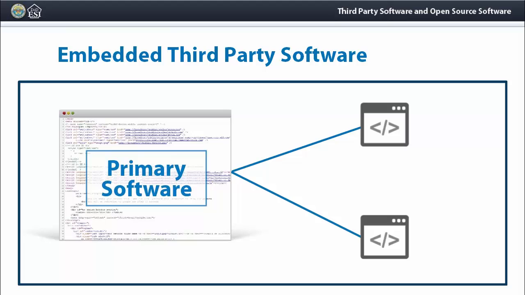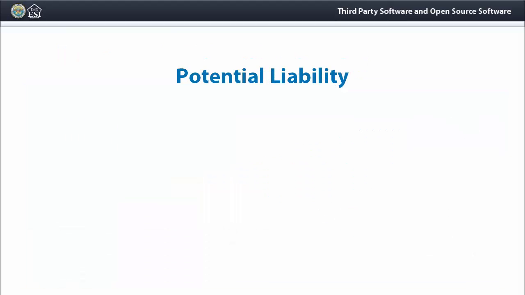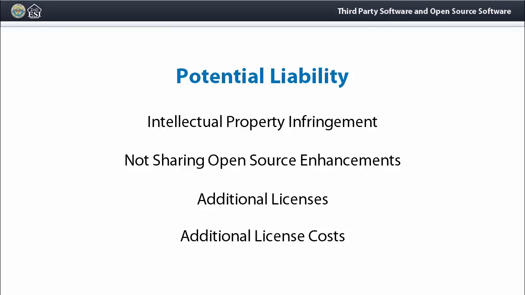Primary software publishers might embed open source or other proprietary software, collectively referred to as third-party software, without disclosing it. Undisclosed embedded third-party software could expose the government to significant potential liability. Some examples of potential liability include intellectual property infringement, failure to share open-source enhancements, unforeseen additional licenses, and unbudgeted additional license cost for other proprietary software.